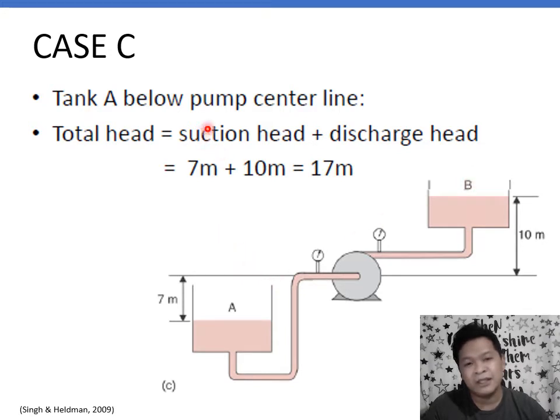So the total head, which is the suction head plus the discharge head, would now be the sum of the total effort the pump needs to make to accomplish its goal, to transport the volume of liquid from this point all the way to this point. So the delta H is the change in height, which is 17 meters. That is the effort the pump needs to make. Okay?